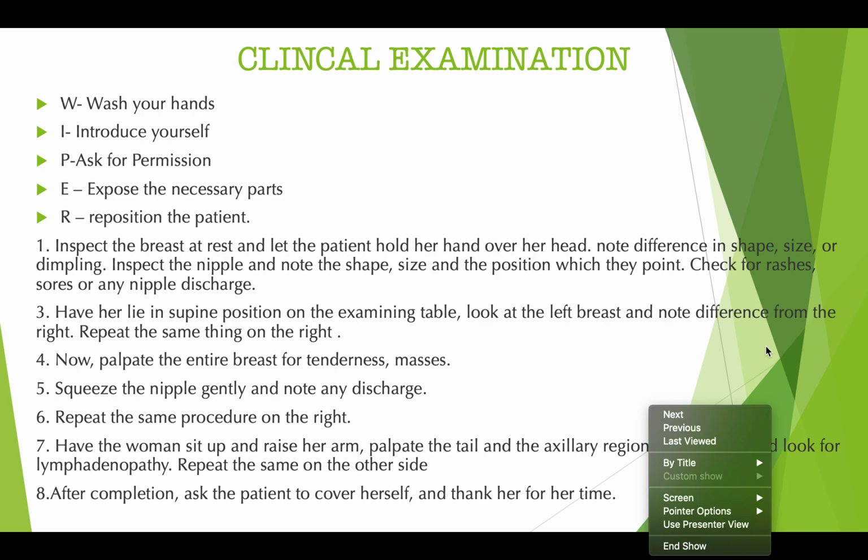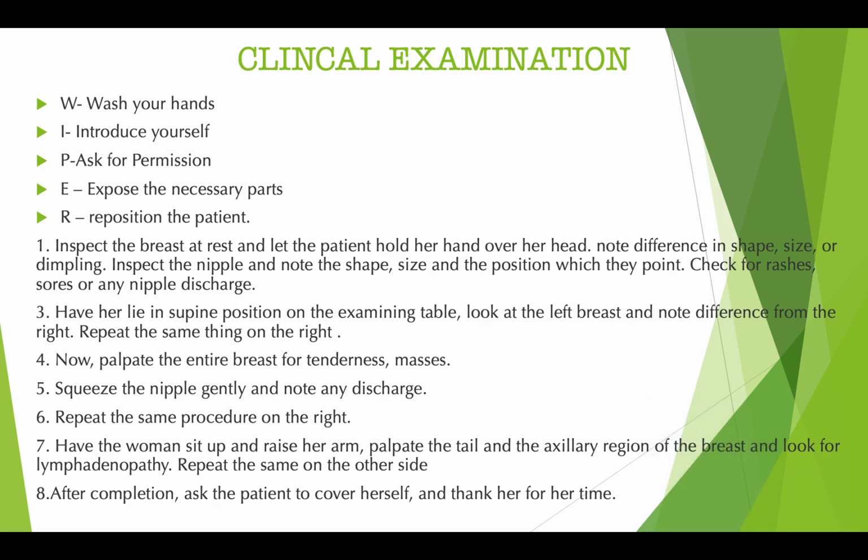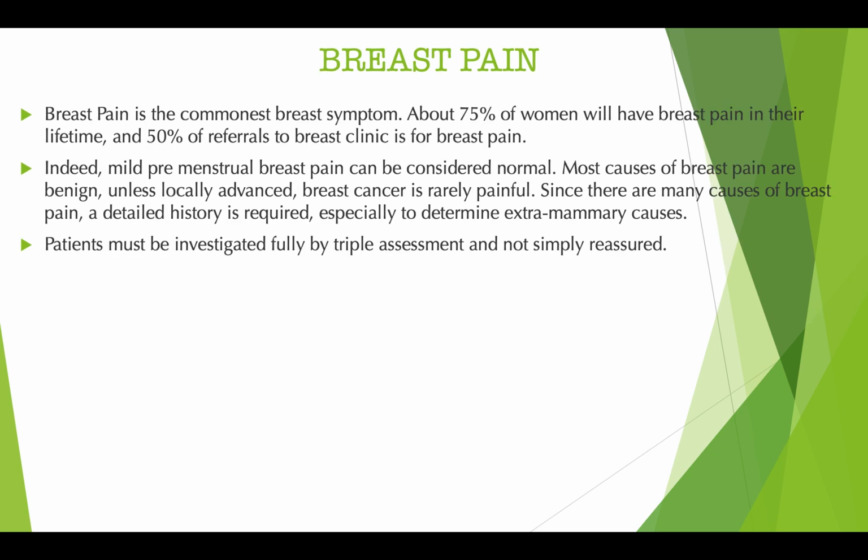Now, palpate the entire breast for tenderness and masses. Squeeze the nipple gently and note any discharge. Repeat the same procedure on the right. Have the woman sit up and raise her arm. Palpate the tail of the breast and the axillary region and look for lymphadenopathy. Repeat the same procedure on the other side. After completion, ask the patient to cover herself up, thank her for her time, explain the findings and what would be done to manage her, and reassure her as well.